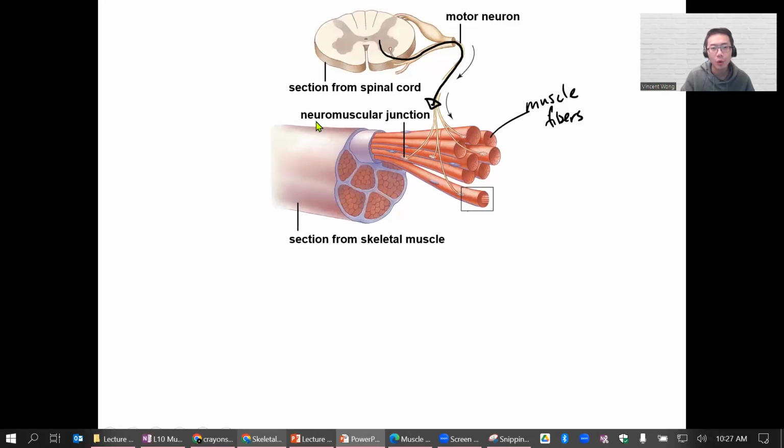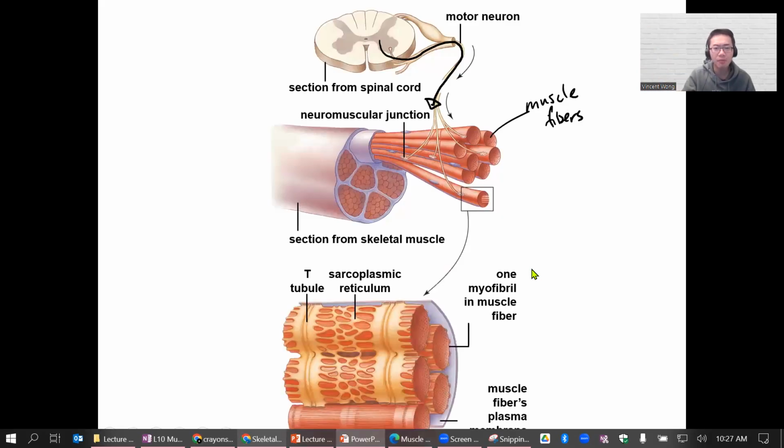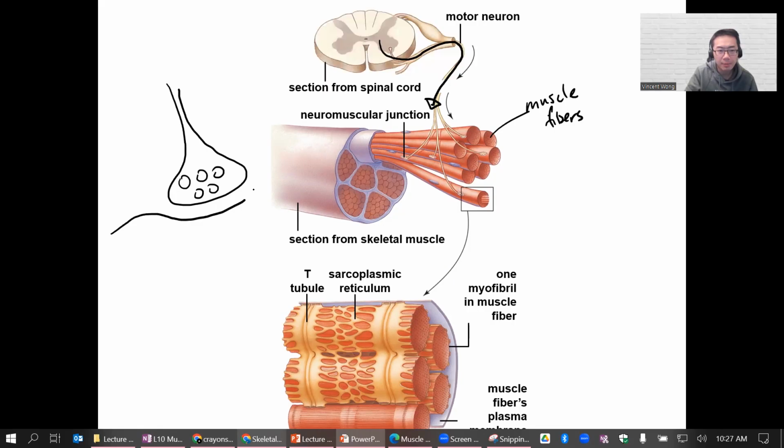We call that a neuromuscular junction. Previously, we already learned about the synaptic connection between a neuron and a neuron, right? But now this is a neuromuscular junction, a connection between a neuron and a muscle. And it's pretty much the same thing, okay? I don't have a picture here, but at the end, you would have the axon terminal, and then you would have some vesicles, and then that's going to be the muscle fiber right here. And then you're going to have T tubules here.